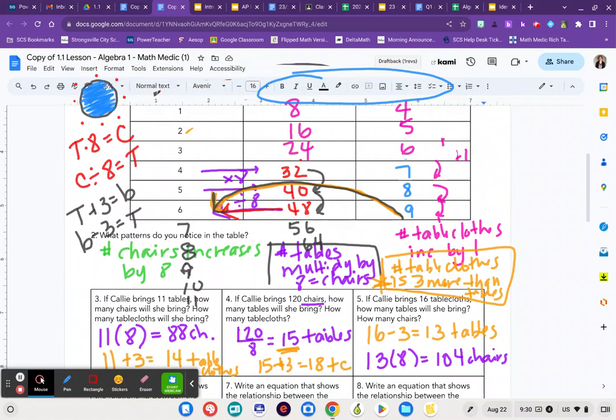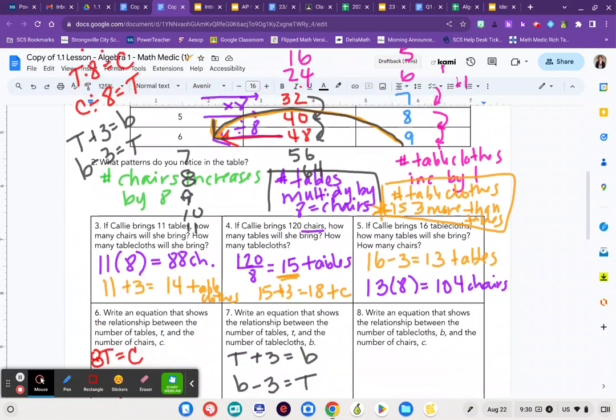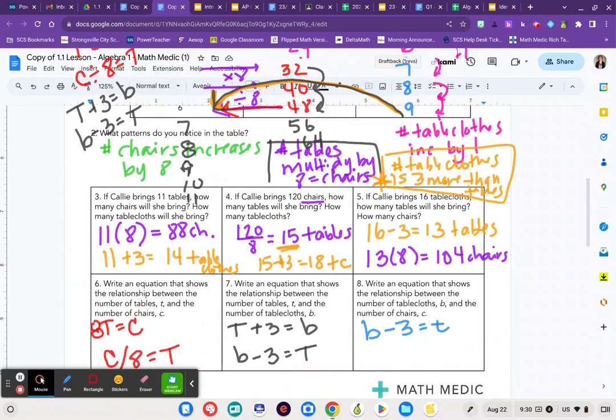We started with tablecloths. We subtracted 3. That gave us the tables. And we took that answer and we multiplied it by 8 to get us the chairs. So I'm going to connect chairs and tablecloths. So if I start with the tablecloths, B, and subtract 3, that gets me the tables. And then I could take the number of tables and multiply it by 8 to get the chairs.